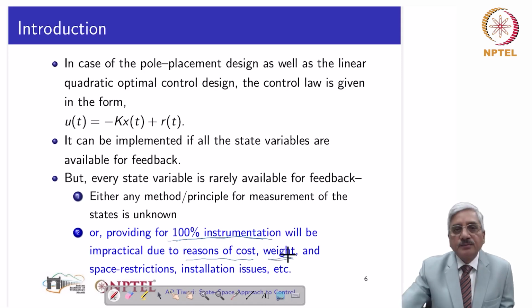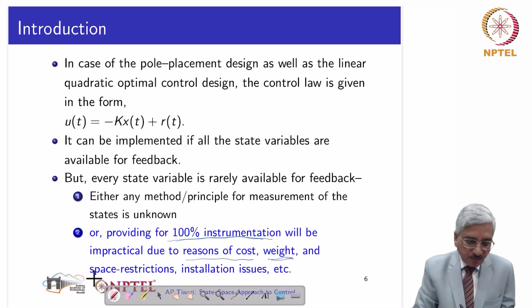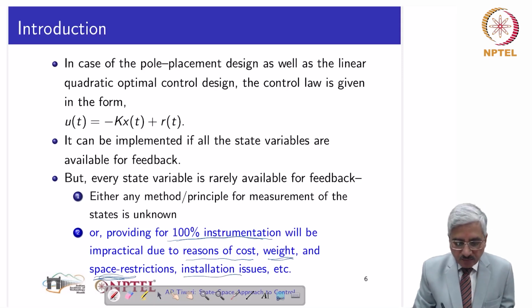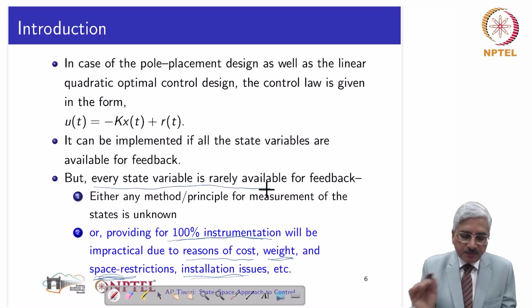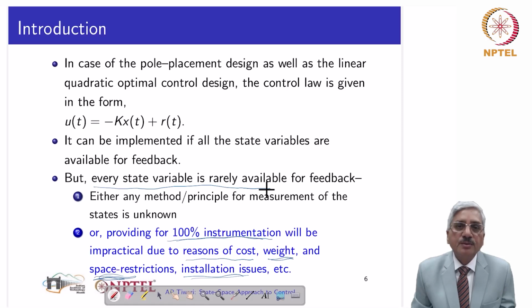Then there are weight considerations. These transducers need to be mounted, for example, an RTD or a thermocouple, they are to be mounted in thermowells, and that increases the weight of the system. Then even if the weight can be tolerated, sometimes space may not be available to mount. So in addition, there can be installation issues. So because of the various reasons of cost, weight, space restrictions, installation, etc., it is most of the time impractical to provide 100% instrumentation in a system. So this rules the scenario. Not every state variable is available for feedback. Only a few of them may be available for feedback.